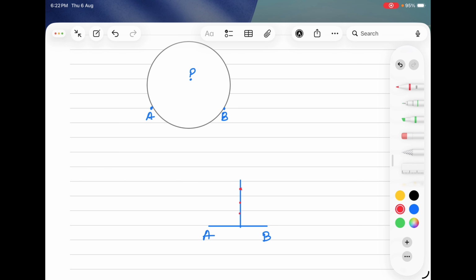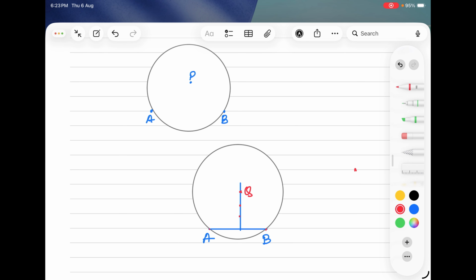Suppose I am taking this point and naming it Q. Now Q is a point which is equidistant from A and B. That means Q is the center of a circle. Now you draw a circle with center Q. Now this circle passes through both points A and B.